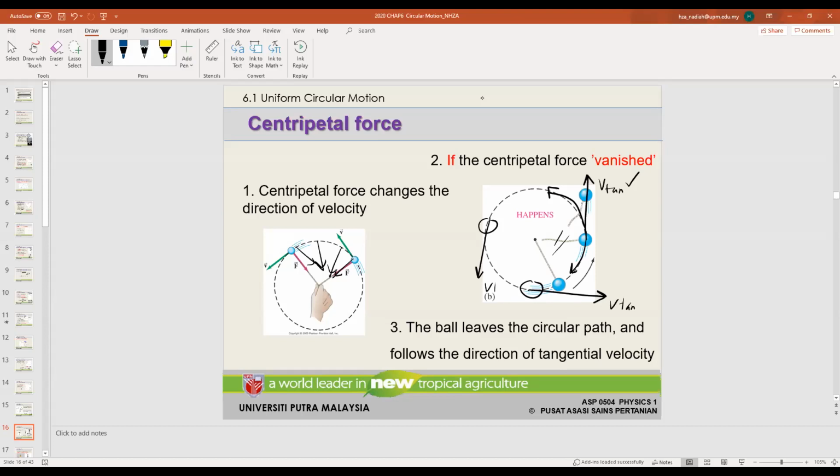direction of V tangential. Remember, your ball has a velocity that keeps on changing because of centripetal acceleration. If the tension is not there, it means that you do not have MAC. If you don't have MAC or you don't have centripetal acceleration, your ball only has velocity. And when you only have velocity, it will follow the direction of V tangential.